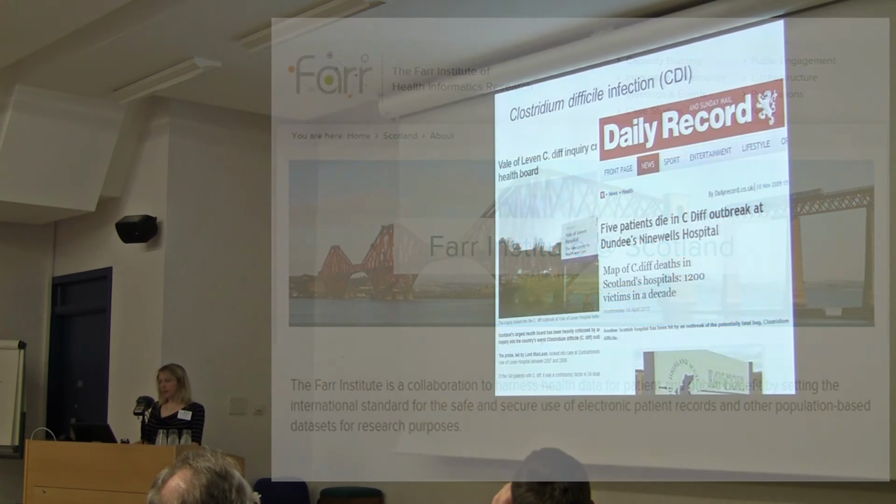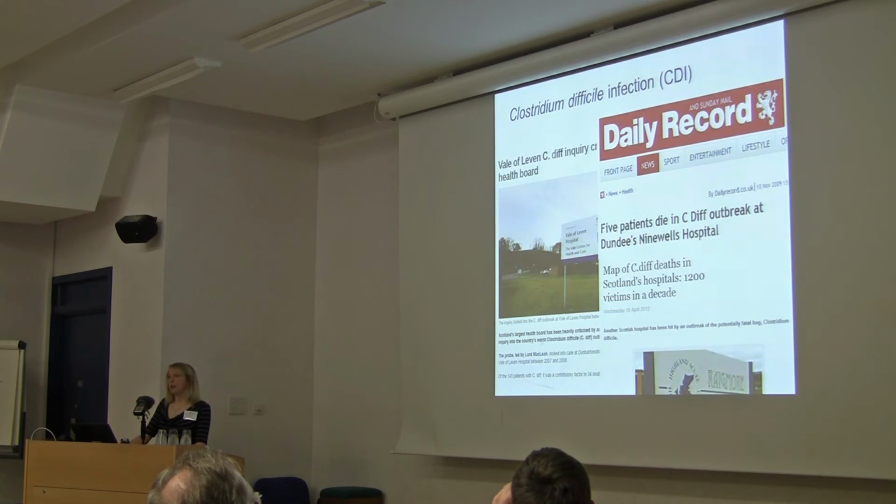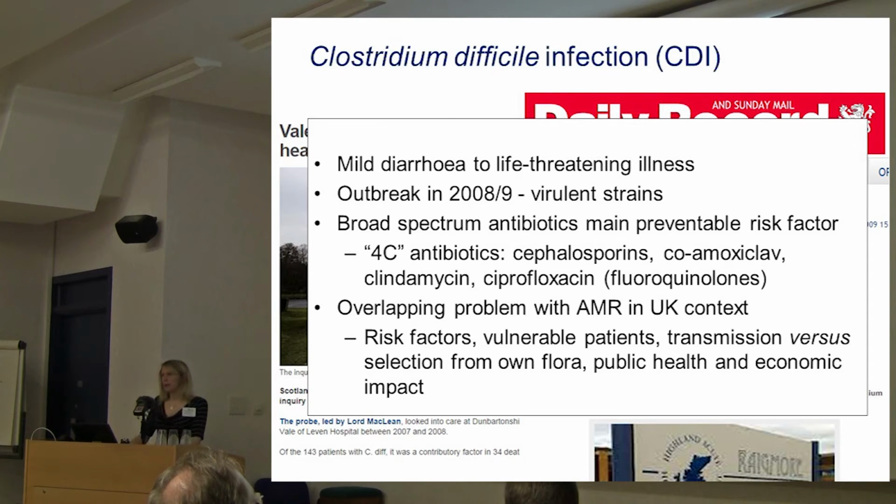So I'm going to talk a little bit about C. diff infection. It had really hit the headlines in 2008, 2009. It was all over the news. There were fatal cases in Scottish hospitals, and these were thought to be at least partly preventable. C. diff is a really nasty bacterial infection. It can cause quite mild diarrhea, but it can be a life-threatening illness, particularly in older adults with multiple comorbidities. These outbreaks were due to very highly virulent strains, and the main preventable risk factor is antibiotic use.